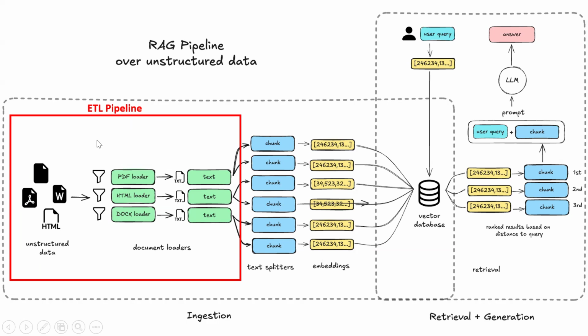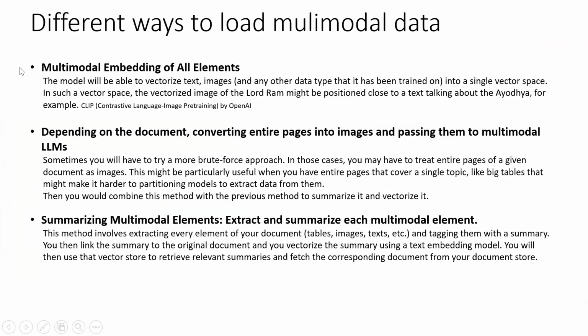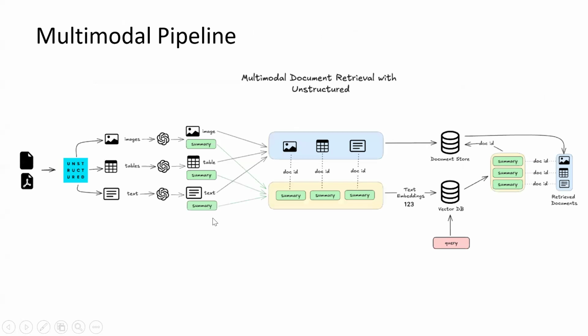This ETL pipeline, how to extract and transform that particular piece of data. And we have seen there are a couple of approaches: multimodal embeddings for all the elements; depending on the document, sending the entire page as an image to my multimodal model; and the third one, for which we have written the code, is summarizing multimodal elements. So let's look at it in more detail.